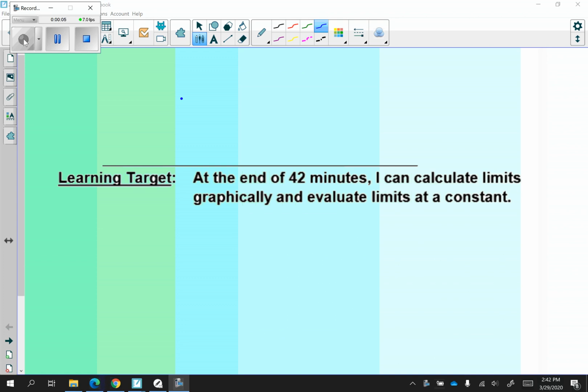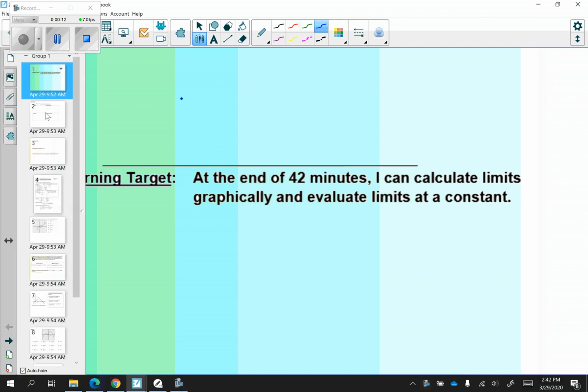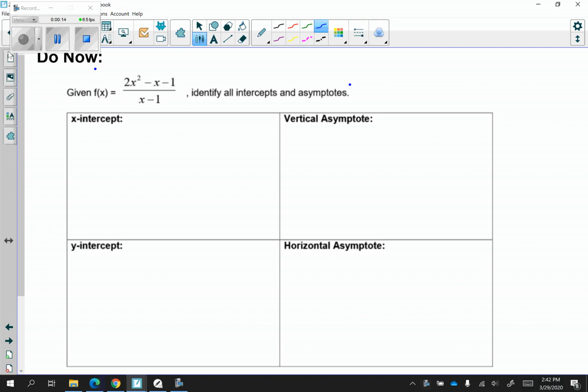Today's learning target is I can calculate limits graphically and evaluate limits at a constant. Let's take a look at the do now. It says, given f of x is equal to 2x squared minus x minus 1 over x minus 1, identify all intercepts and asymptotes.